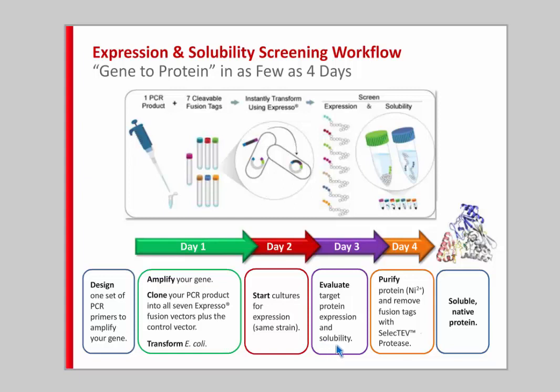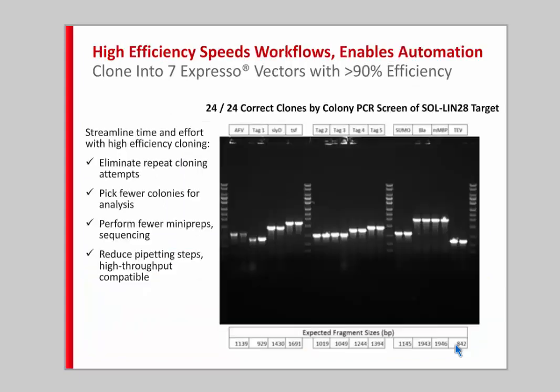And following that, the protein can be purified and the tag can be cleaved with selective protease, and then you're left with soluble native protein. So this really allows you to go from gene to protein in as little as 4 days. And this system offers some real advantages for high-throughput protein purification labs. So both the cloning and the protein expression steps are minimized, and they're simplified, and they're done in parallel, which makes it a great candidate for automated platforms.